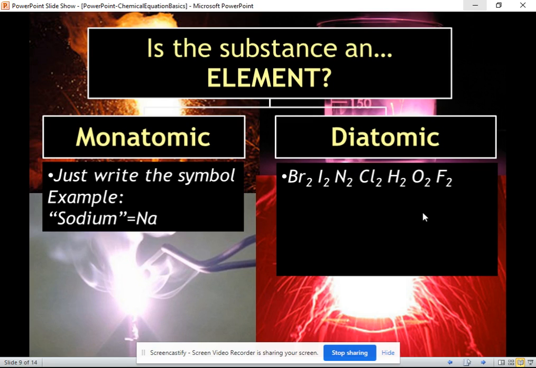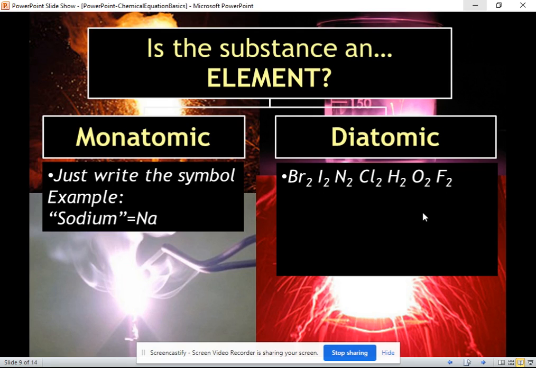Now, diatomic molecules include these. These are ones that usually form gases, and so they always need to form a bond with themselves. So these are our 7 diatomic molecules: bromine, iodine, nitrogen, chlorine, hydrogen, oxygen, and fluorine. So these go on the first bullet point under the diatomic box there. So those are the 7 different examples.